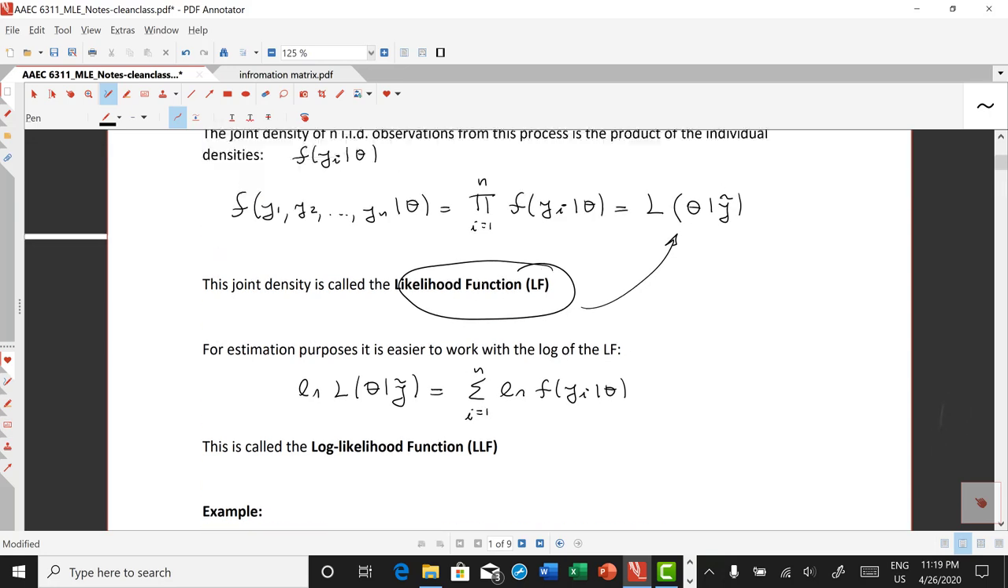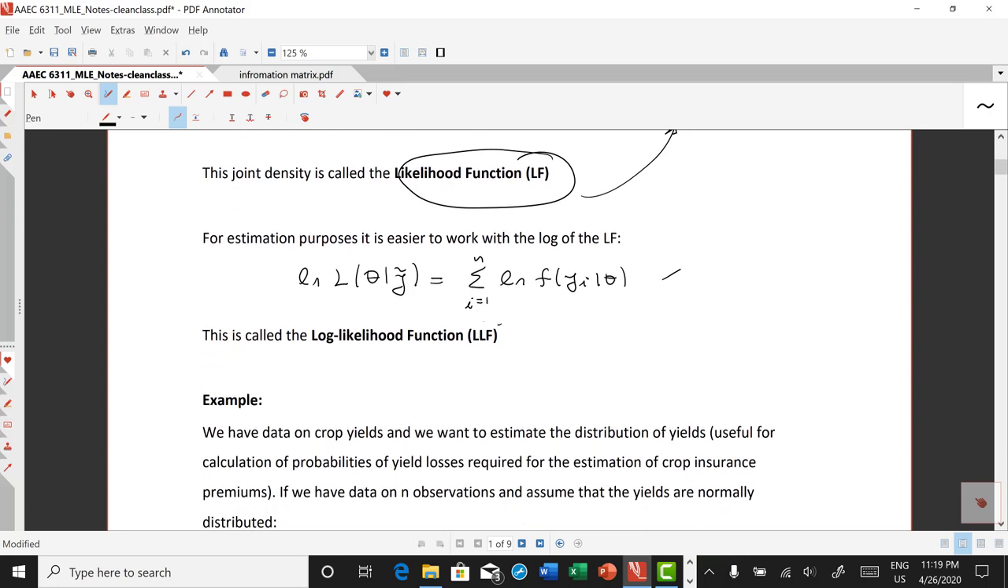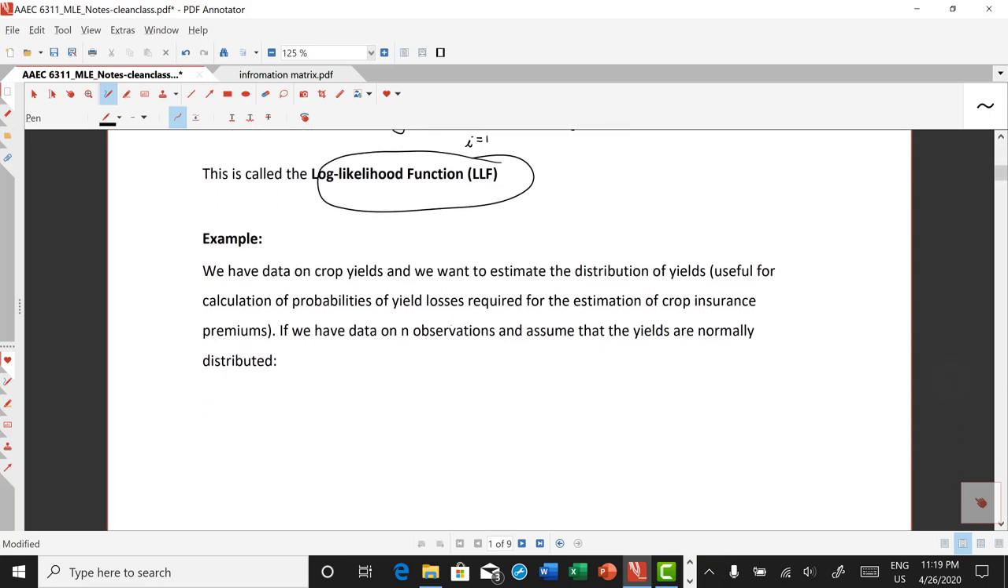Okay, so how do we do that? Remember that the log of a product is equal to the sum of the logs of each of the components of that product. And that's what we have here. So this is called the log likelihood function. Okay, so let's look at an example.